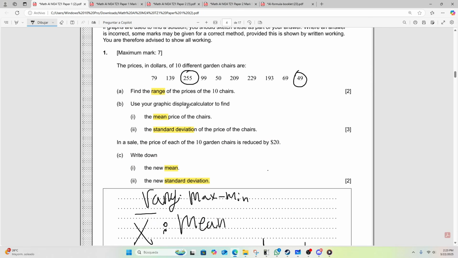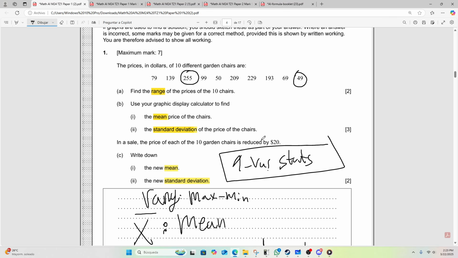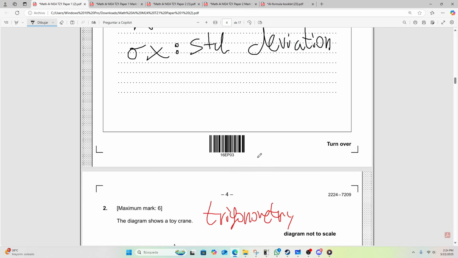So, just to prove it, for number 1, what are the key concepts we established? Range, mean, standard deviation. Immediately you should be thinking of the graphing calculator, putting this into 1-Var Stats. Establishing that as your procedure, especially since they're asking for standard deviation, doing that will give you the method. And then you're going to get most, if not all, answers right.